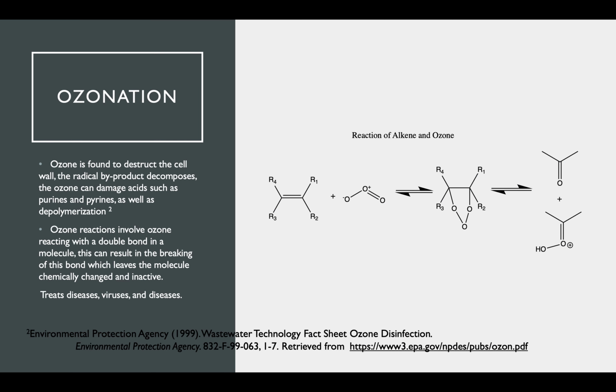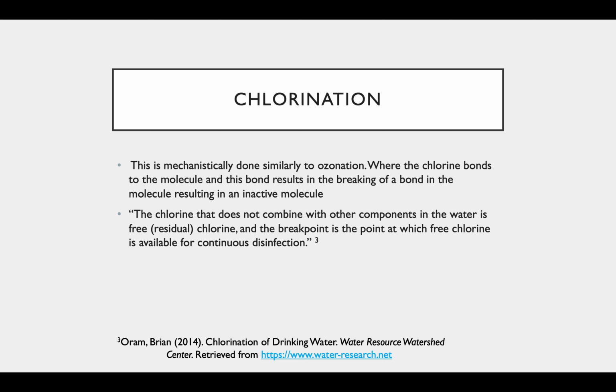Next is ozonation. Ozonation destroys a cell and breaks apart a double bond. Ozonation reacts with a double bond to form an intermediate, and then it breaks that apart. So it renders that inactive and it no longer works the same. Chlorination is technically the same. It attaches and then breaks these bonds apart, and the molecule is no longer there, so it's inactive. Chlorine also has free residual chlorine left, so that is available for continuous disinfection, which is different than regular ozonation.